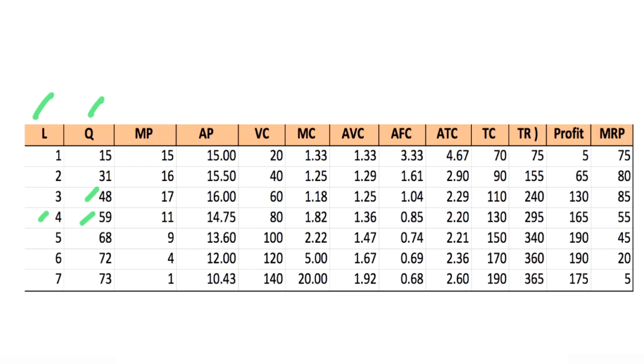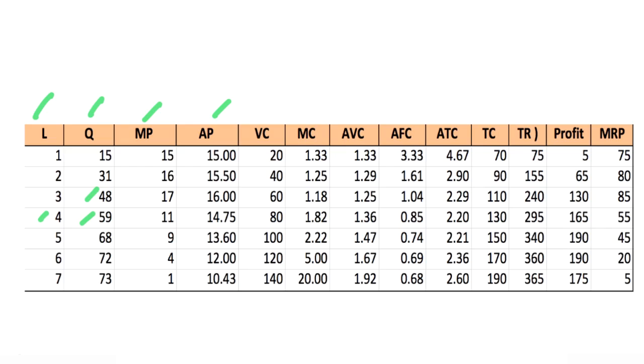The third and the fourth column we are also familiar with because they show you the marginal product and the average product. The marginal product is the extra output that you get if you employ one more unit of labor. So from 0 to 1 you get 15, so the marginal product is 15. From 1 to 2 you get 31 minus 15, 16, so the marginal product is 16.